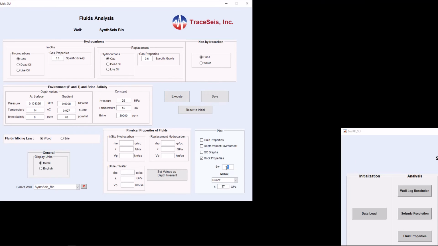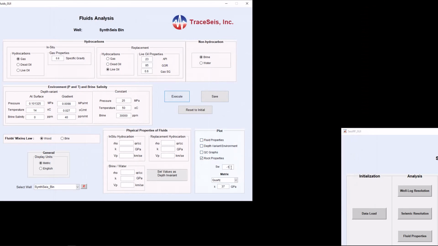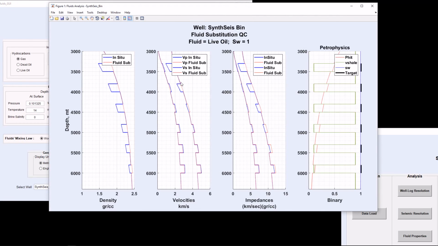Let's now change the replacement fluid. So we're going to remove gas from the reservoir and insert live oil, keeping the water saturation the same as the in situ water saturation. These are the resultant rock properties. Let's now again fill with brine the reservoir. And that's how the reservoir would look if it was brine saturated.